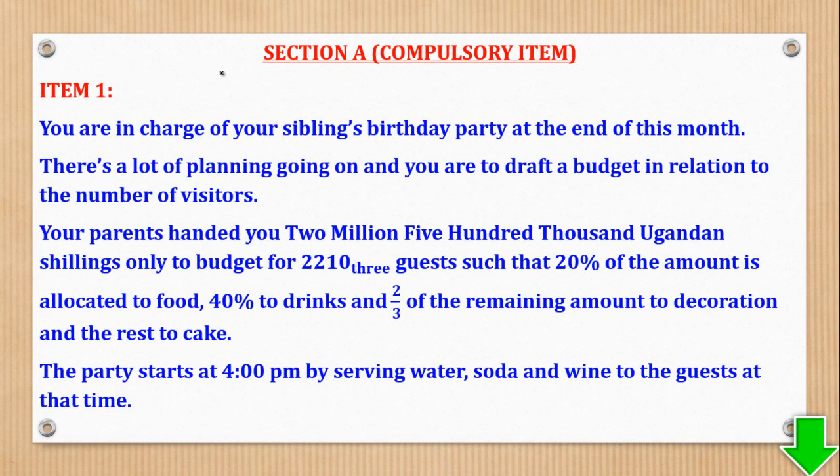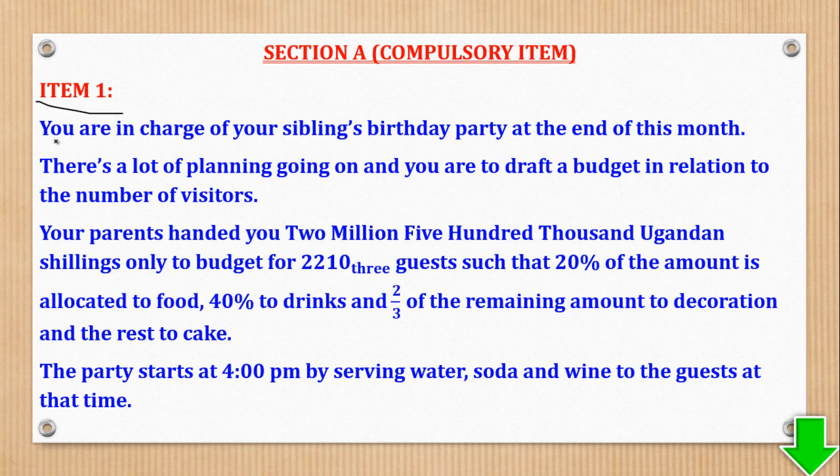So this paper contains two sections, section A and section B, where in section A the items were compulsory and in section B there was some choosing. Because this is a revision, we shall do all the items. Let's start with item 1.